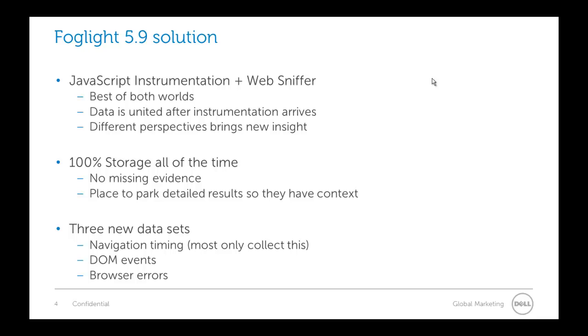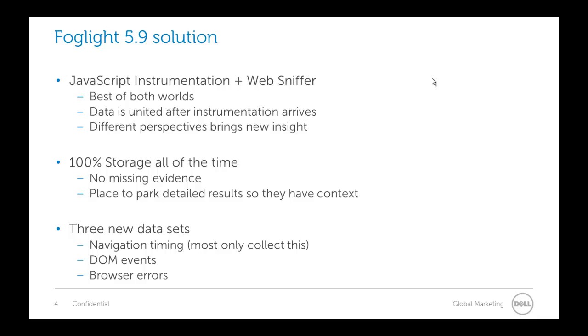So our big benefit continues to be that we have 100% storage of everything all the time from the end user. So there's no missing evidence. The other big benefit of having every single response and every single request between the end user and the web app is that we have a place to park additional information. What I mean by that is we already have the page stored, so adding JavaScript information to that page so that you get context is very easy for us.